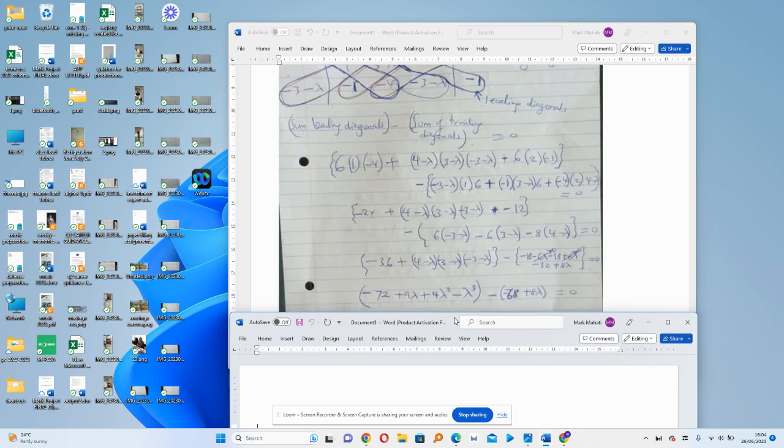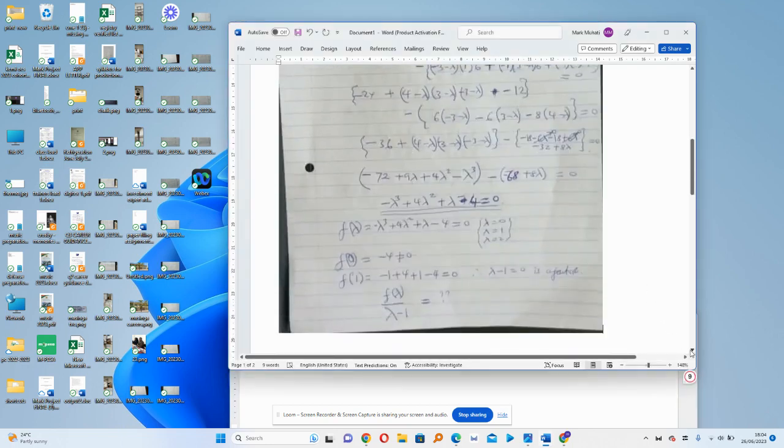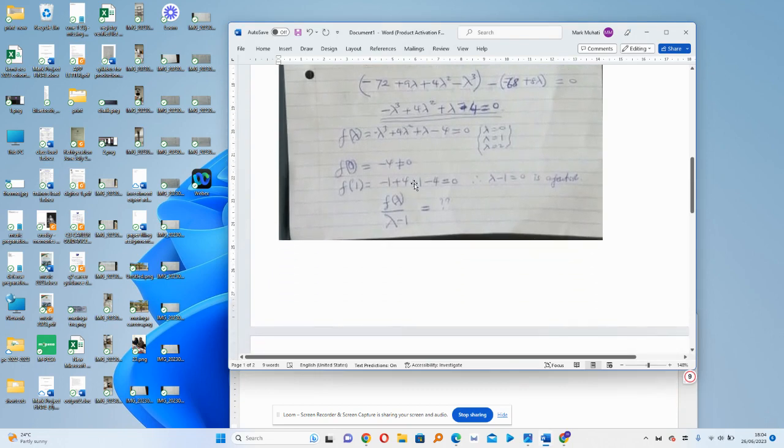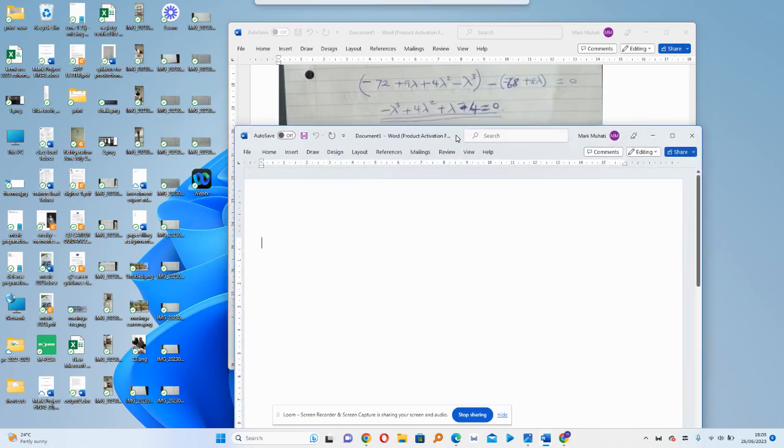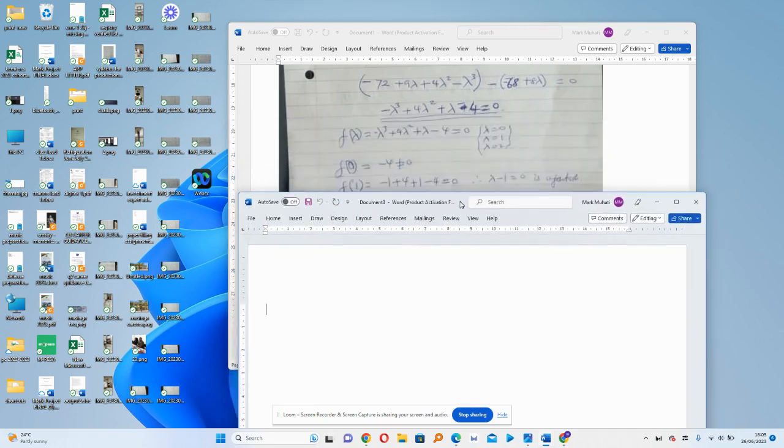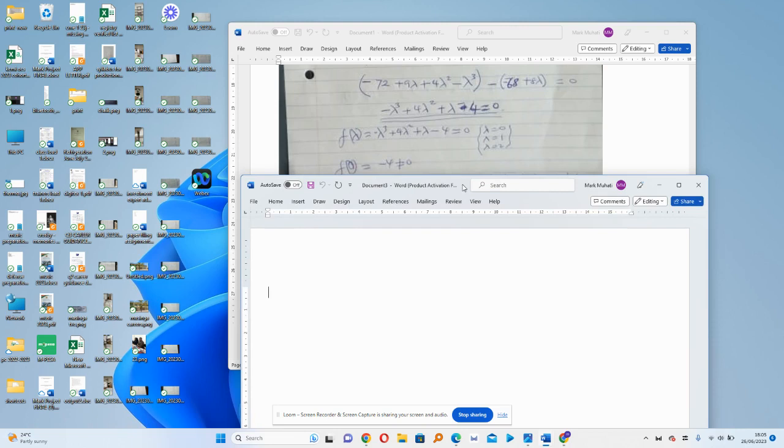On the right hand side, that is the trailing. And of course, the leading diagonal sum is given by negative 72, positive 9 lambda plus 4 lambda squared minus lambda cubed. As you can see very well, we have our values there. This is the expression for the characteristic equation from which we are going to use trial and error to get the values for lambda. As you can see, we are going to do it trial from 0, 1, and 2.